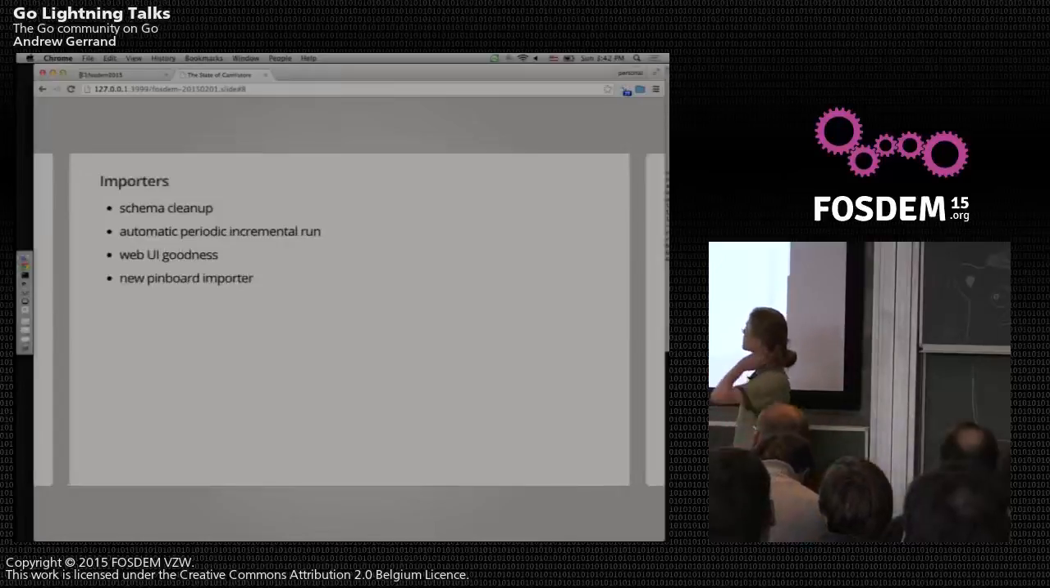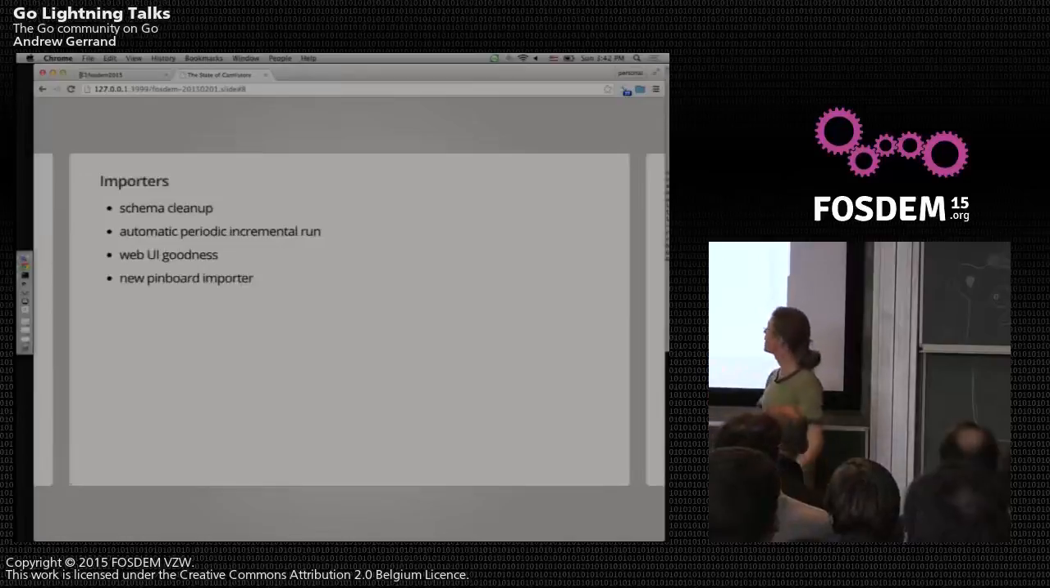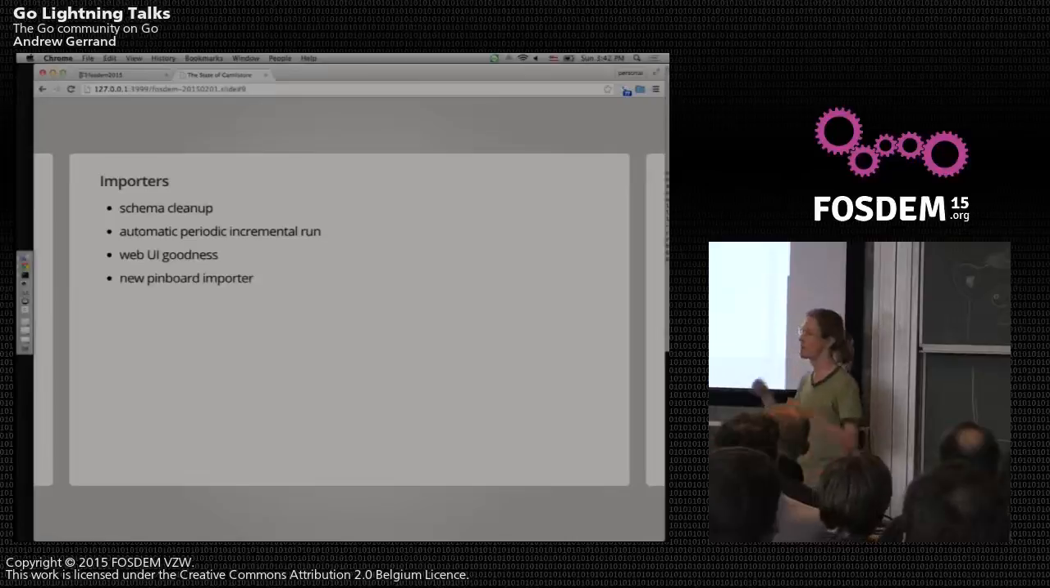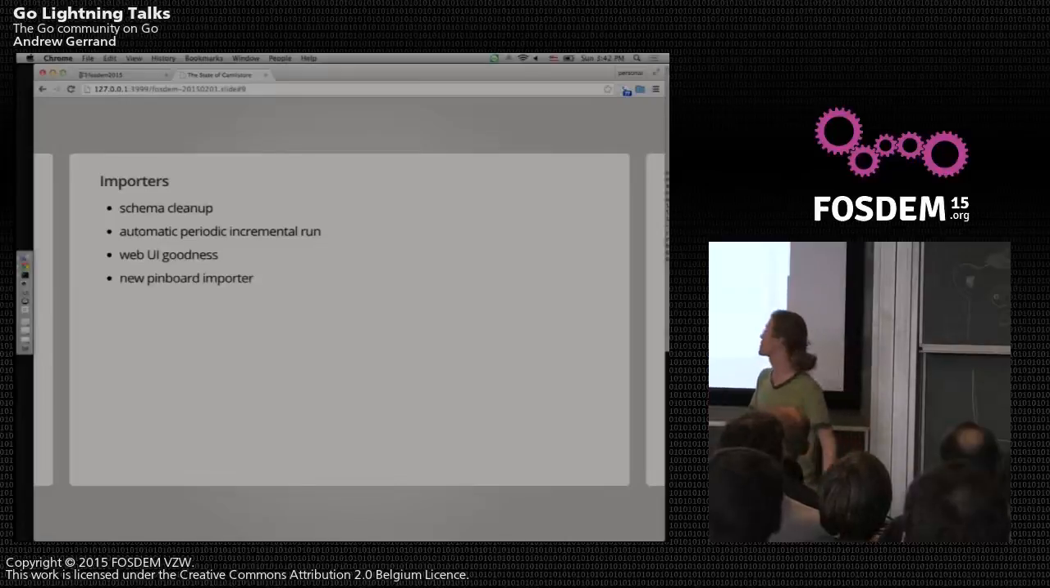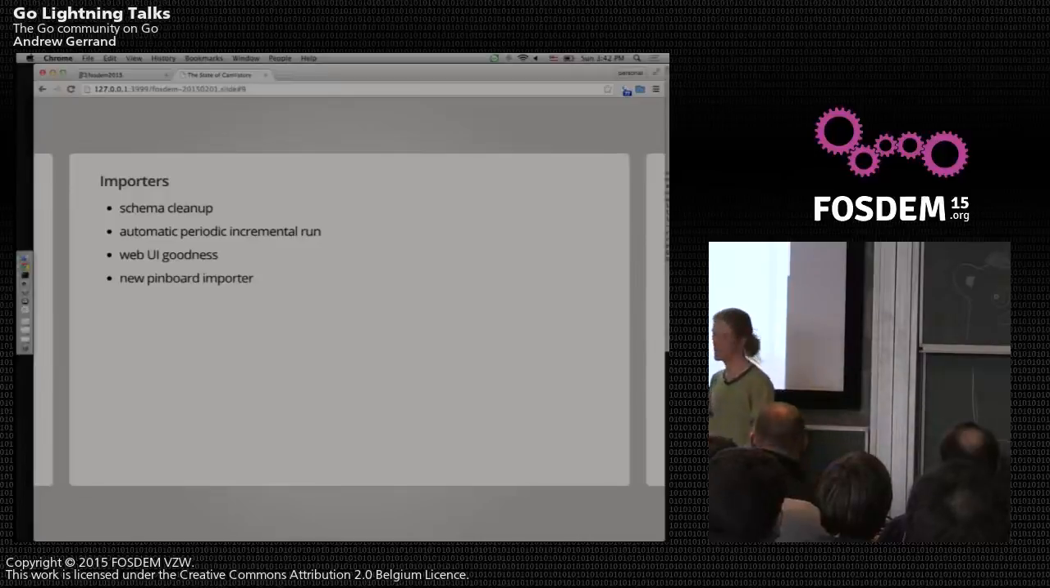So the importers, we had them for a while, but now they have a cleaner schema, and they're more stable, and they can run automatically and periodically, so you don't have to worry about starting them. So all your data from Picasa, whatever, can be constantly imported into your Camlistore server. And this data is now much better rendered in our web UI as well.